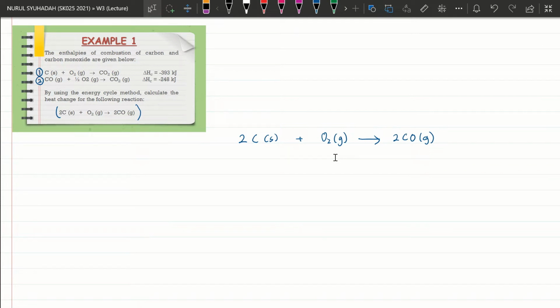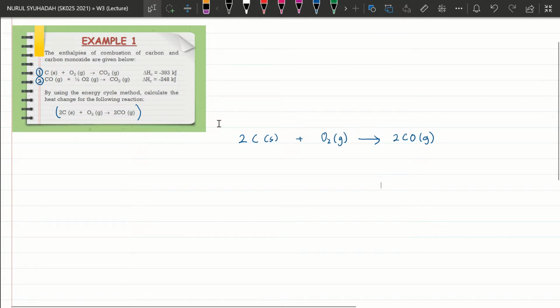Let's say I want to start with carbon. The equation that has carbon is equation 1: carbon plus oxygen to produce carbon dioxide. I don't have carbon dioxide in my equation. Maybe I want to start with CO: CO plus half O2 to produce carbon dioxide as well. Both of these equations produce carbon dioxide, so it doesn't matter which one I choose first. Let's say I choose the first equation.